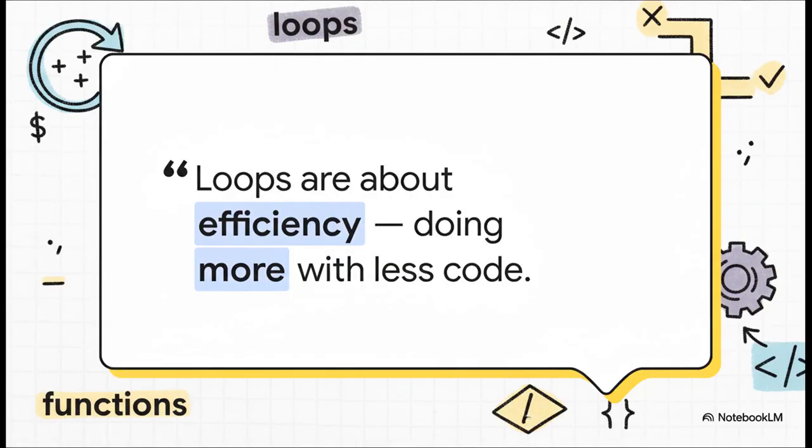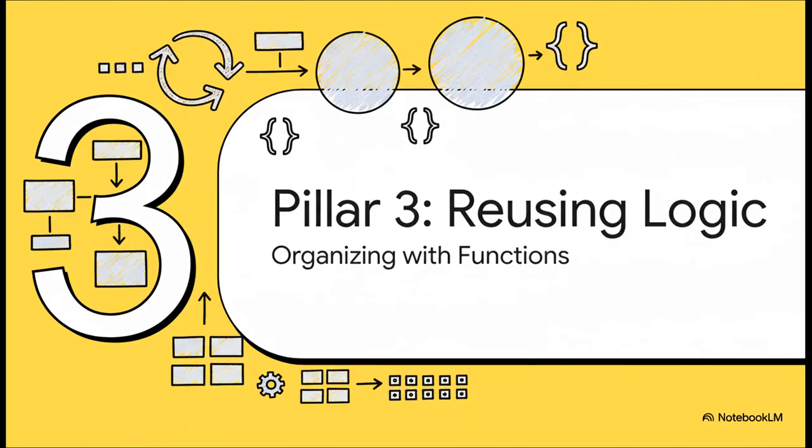So when you boil it all down, what are loops really for? They're the workhorses. They are all about efficiency, about automating all those repetitive tasks so you can get a ton of work done with just a little bit of code. Okay, so our code can make decisions, and it can repeat actions.